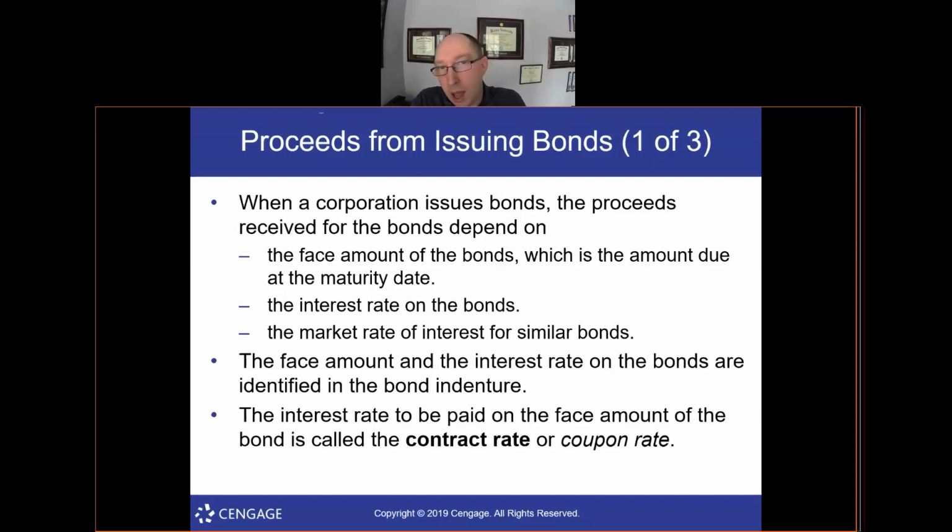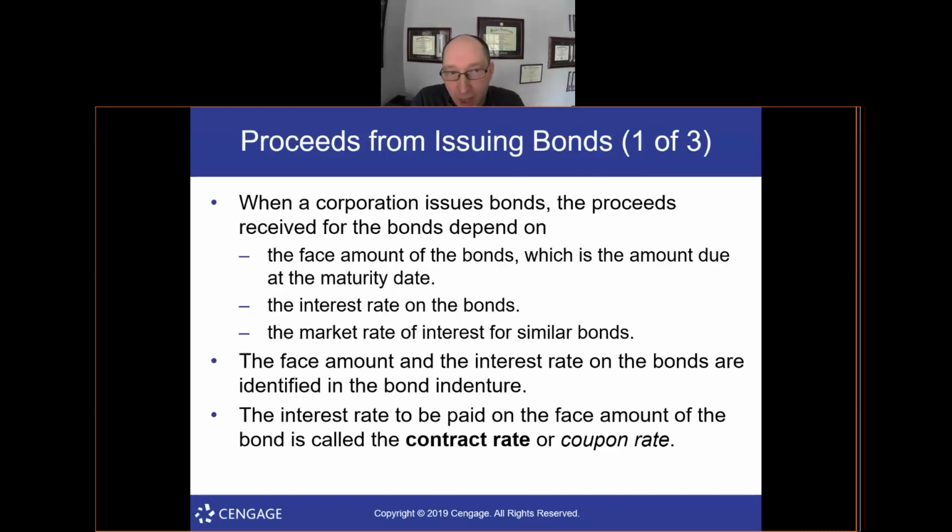Let's talk about how bonds are issued and what comes from those bonds. So when a corporation issues bonds, proceeds received from the bonds depend on the face value, when the bond matures, the interest rate, and the market rate of similar bonds. The word proceeds means the cash received. It's the cash coming in.